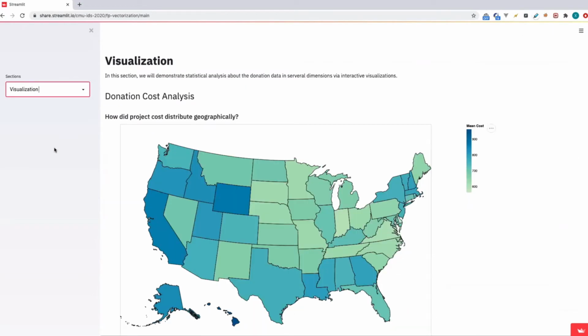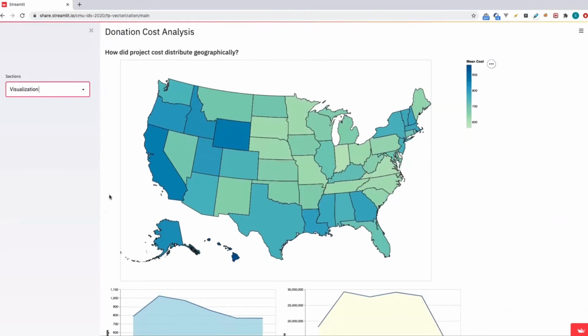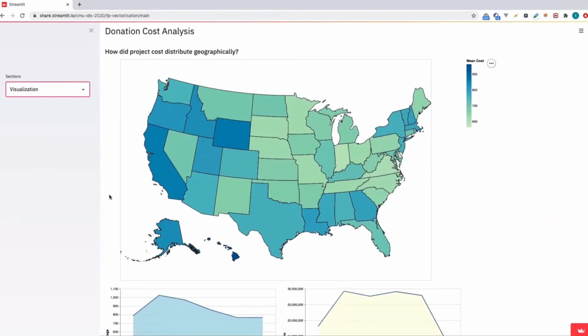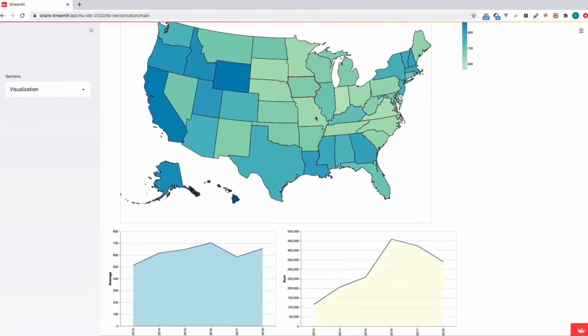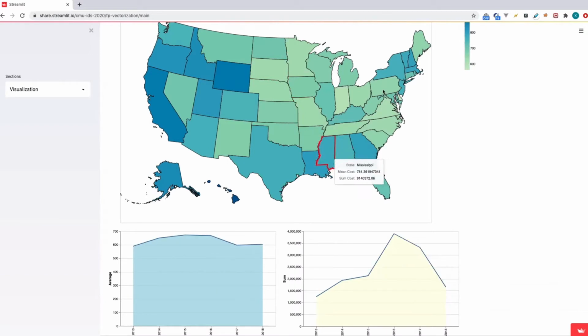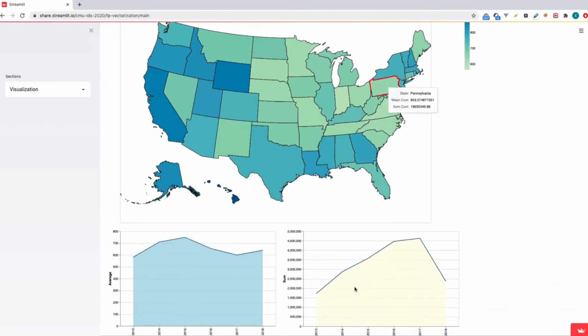Our visualization page is split into two main sections, and I will be introducing the first part, donation cost analysis. First of all, we are using a map to show the distribution of project costs geographically. By using the tooltip, we could see the mean cost and sum costs in each state, and their time changes are shown below in the two line charts.